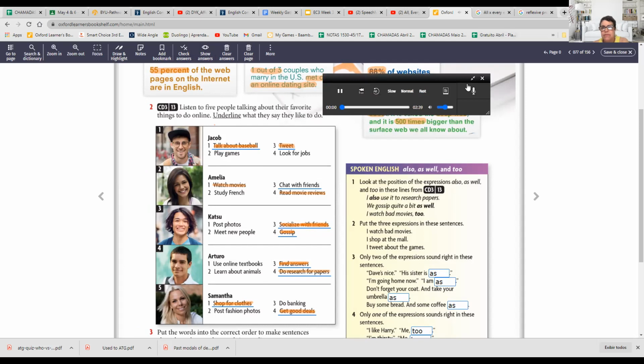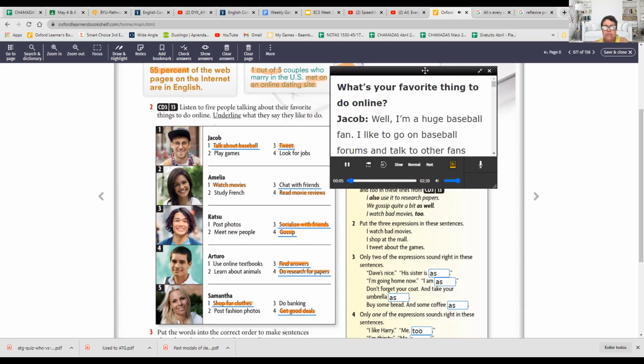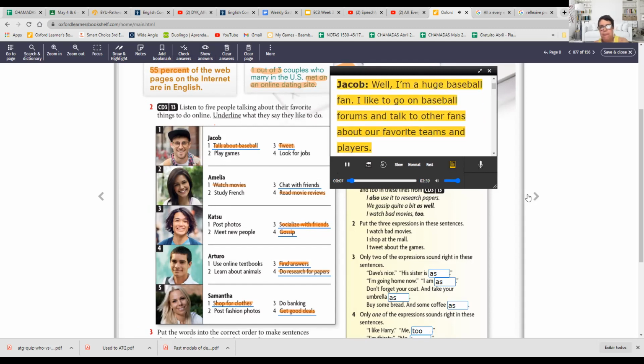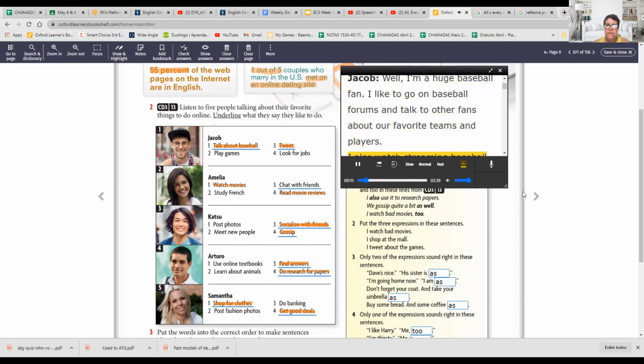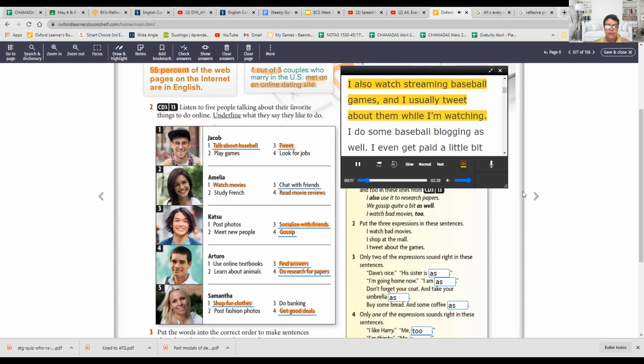Track 13. What's your favorite thing to do online? Jacob. Well, I'm a huge baseball fan. I like to go on baseball forums and talk to other fans about our favorite teams and players. I also watch streaming baseball games, and I usually tweet about them while I'm watching. I do some baseball blogging as well. I even get paid a little bit for it sometimes. I'm hoping to maybe turn it into a job someday, but for right now it's just a hobby.